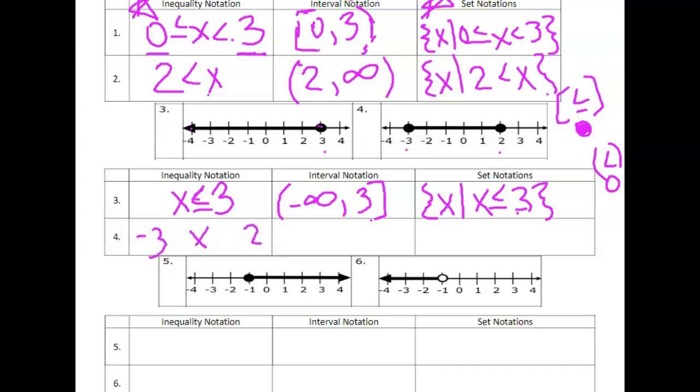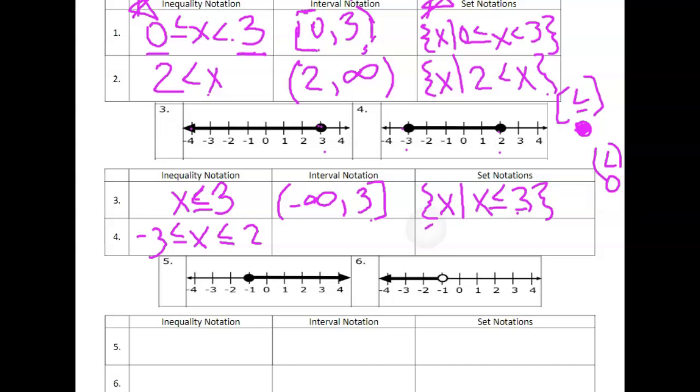My x is in the middle. I have the less than sign. Should I have less than or equal to? Well, only if I have a closed point. Well, I have one here and I have one here. So I need both of these to be less than or equal to signs. My endpoint is included in the solution.